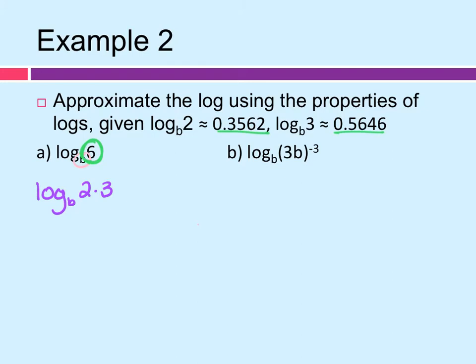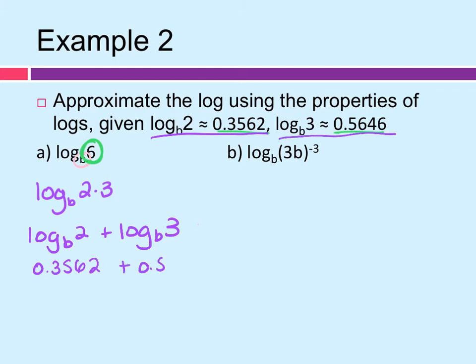Now, if I have it condensed into 1 and I want to break this apart, what do I do? If it's multiplication, it becomes? Power. Close. That's not a power, it's a product, right? Yeah, add them together. So this would become log base b of 2 plus log base b of 3. So when I expand and it started as multiplication, it becomes addition. You with me so far? Now, they already told me log base b of 2 is 0.3562 and log base b of 3 is 0.5646. And now I just have to add those together.